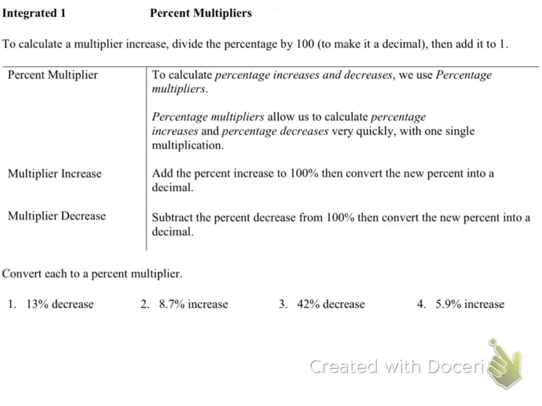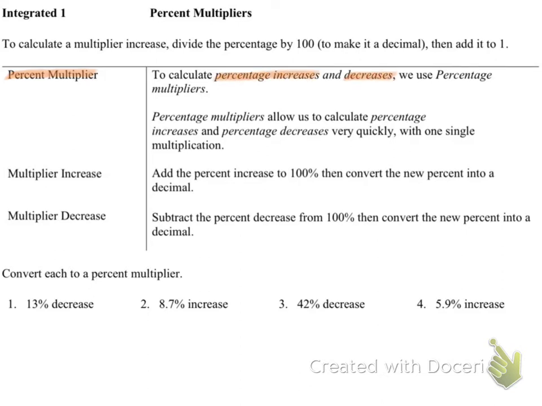These notes are for integrated 1. These are our percent multipliers notes. So a percent multiplier, basically, which is kind of what we've been doing with our common ratio, is when we talk specifically about something increasing or decreasing by a percent. So if we take a look at our percent multiplier here, this is when we want to try to figure out a percent increase or decrease.